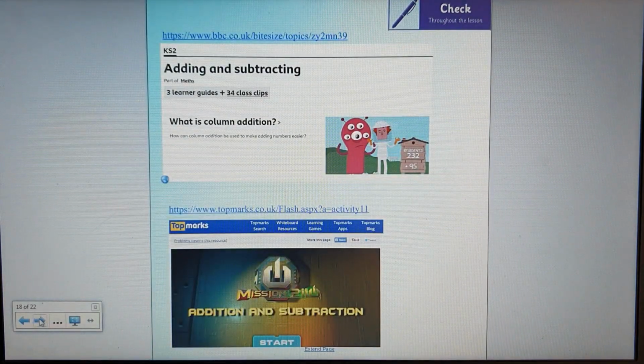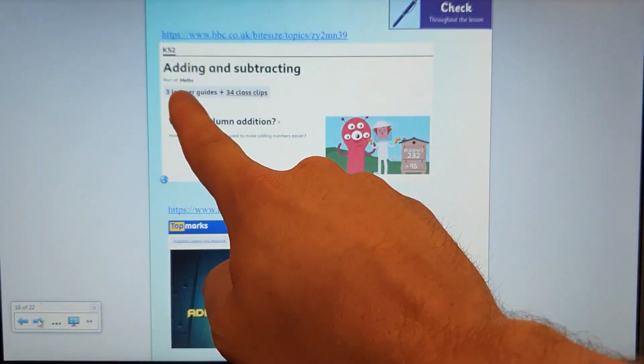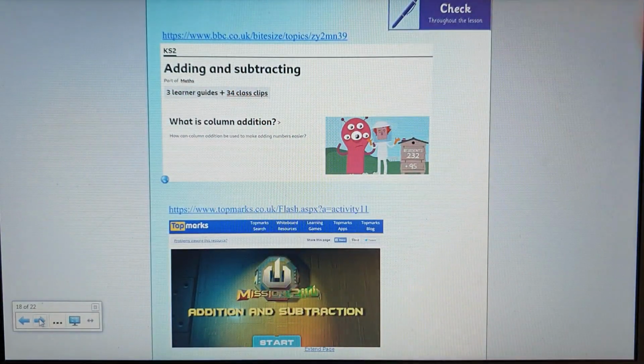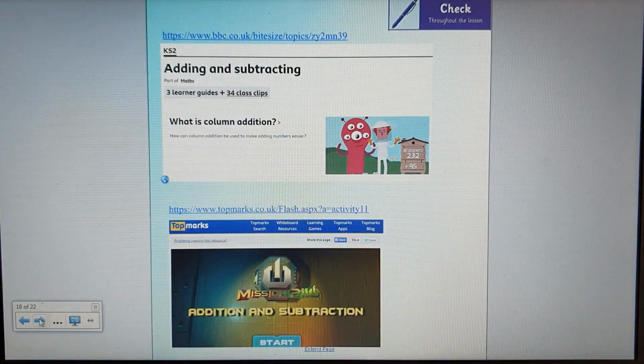Okay, and if you feel like you've done your chili and you want a bit of an extra challenge, there are a couple of extra things that I've got. So on BBC Bitesize, you go to this website and there are lots of different learner guides. There are loads of clips just to give you a bit more on column addition. And I've also found a real fun game on Top Marks called Addition and Subtraction. Just a bit of fun to have a go at.